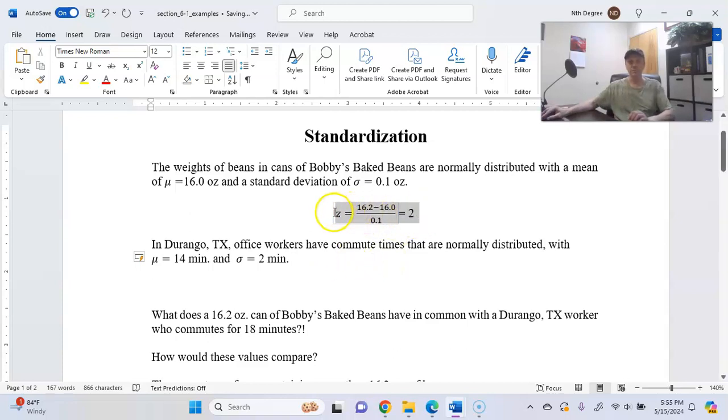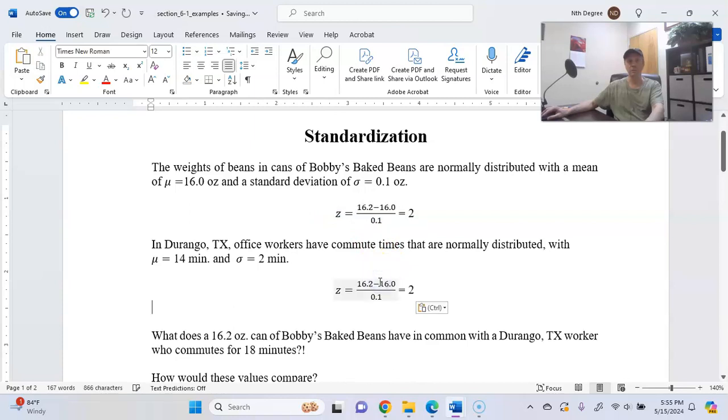Likewise, down here, with these commute times, we are interested in a commuter with a commute time of 18 minutes when the mean is 14 and the standard deviation is 2. Lo and behold, that also turns out to be 2. And again, the units here would be minutes over minutes, which cancel each other out, leaving us with a pure dimensionless number. So that dimensionlessness is basically what enables us to compare any two distributions.